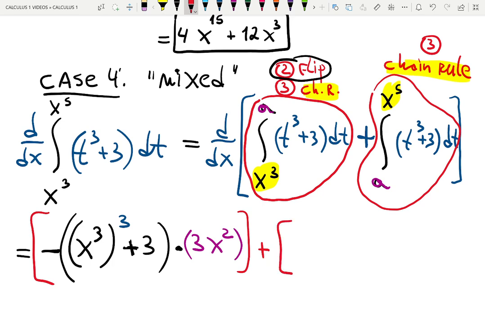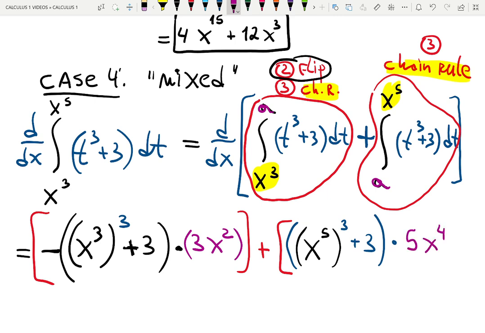Plus, and now I'm differentiating the second integral. You don't have to flip that one, so this already is better. X to the 5 raised to the power 3 plus 3, in parentheses, multiplied by the derivative of x to the 5, the derivative of the function inside, which is 5x to the 4. Let me put in parentheses and close the brackets. And that is the result for the second integral. That is the final answer. You can distribute and collect terms, but I will leave it as it is.